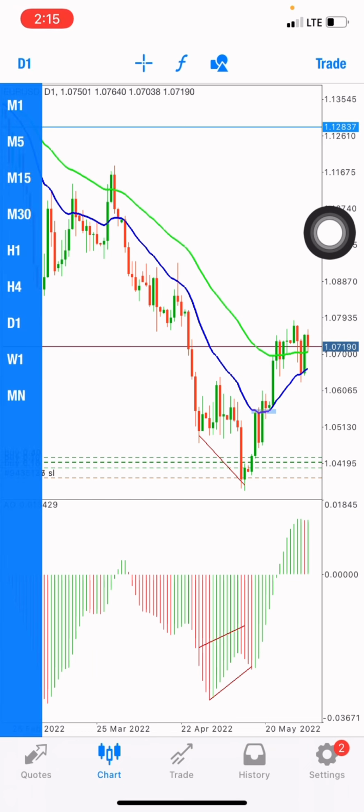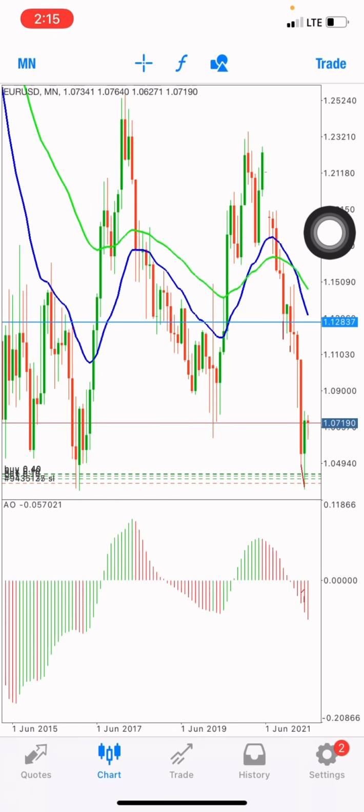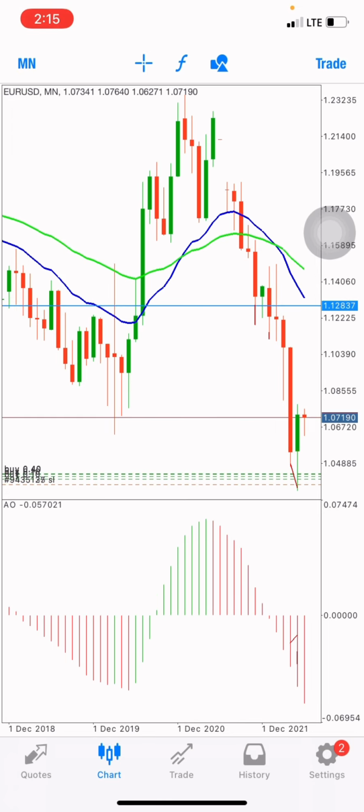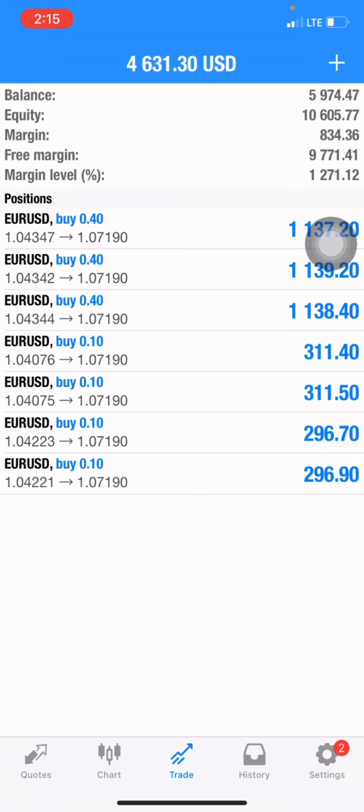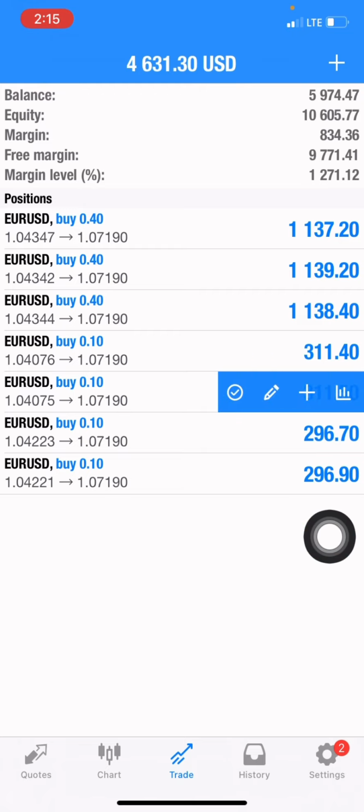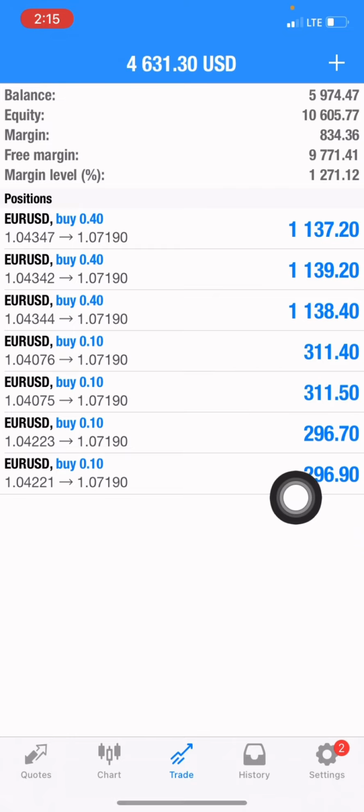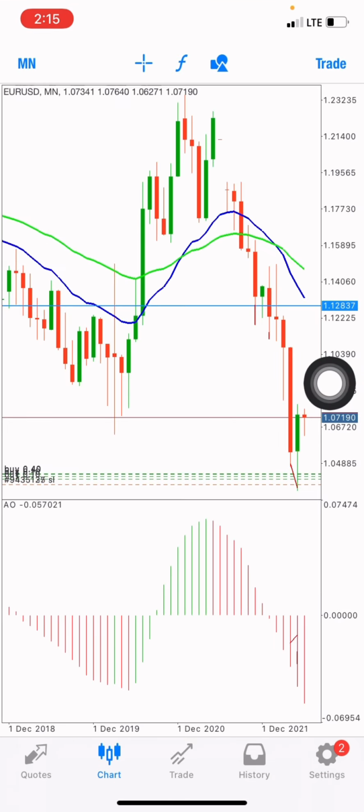But remember, we have confirmation that price has reached its monthly low. So my target on these trades is to grab at least 500 pips and plus. Right now I'm currently floating 300 pips. As you can see, 0.10 gives us $1 per pip, so if it's $1 per pip, here we have 311. So those are already 300 pips, guys.